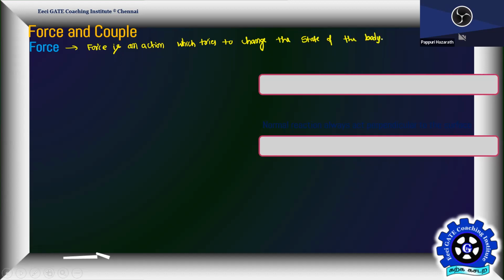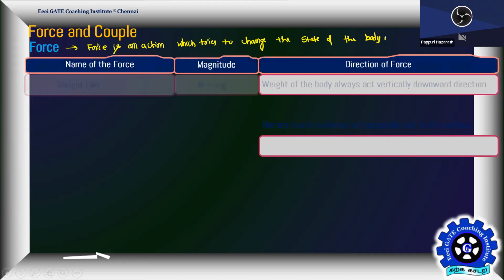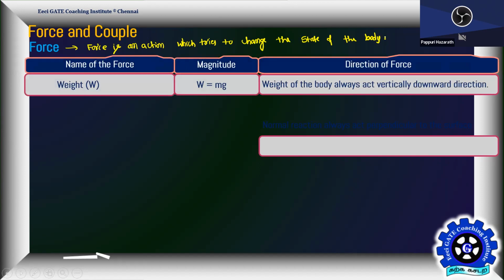Now tell me, what are the different forces you have seen in this total engineering? What is the basic force? Tell me. Weight, right? Weight, gravitational force. Okay, weight is nothing but gravitational force. Correct now?